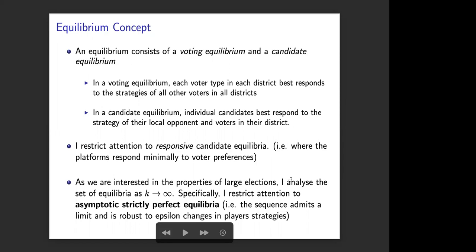And the second thing is that we're interested in large elections, so we're going to analyze a set of equilibria as the number of voters goes to infinity, right? And so this is going to be restricting attention to asymptotic, strictly perfect equilibria. The other thing this does is it makes sure the equilibrium is robust to any epsilon changes in player strategies, so we're not going to have knife edge equilibria.